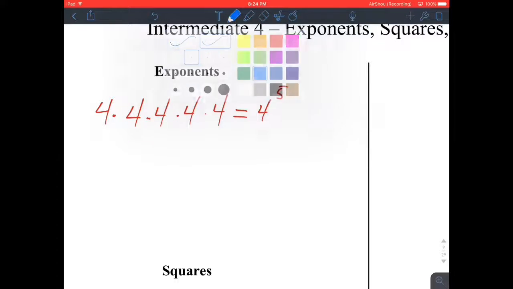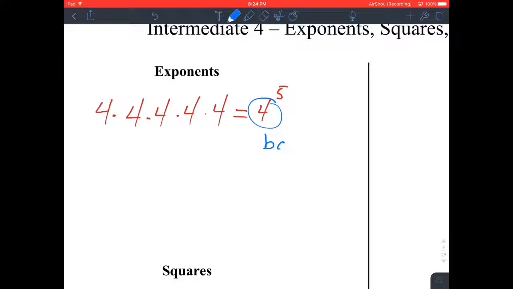The big 4 here is called the base. The tiny 5, which is superscript, is the exponent. Once again, it's a shorthand for multiplying the same number by itself. Should also be mentioned that if you have a number like 5, it is implied that the exponent is a 1, because this is one of those 5s. If you have a variable like x, it's implied that the exponent is a 1.